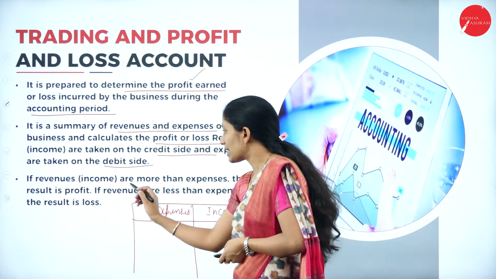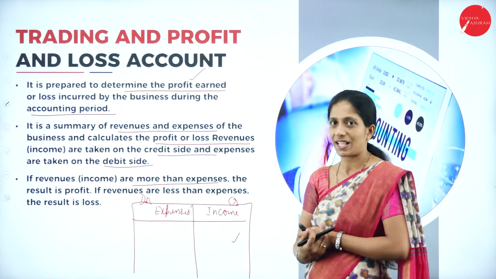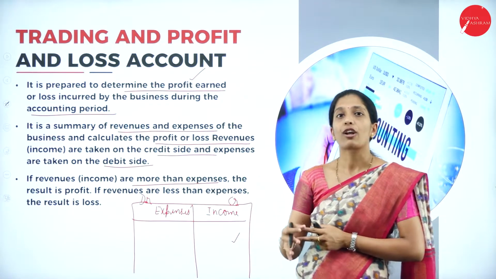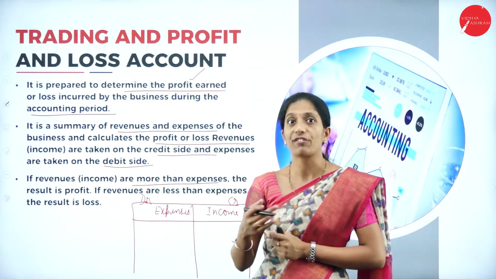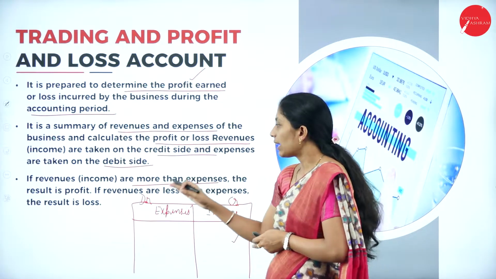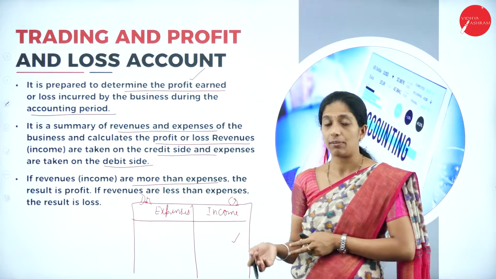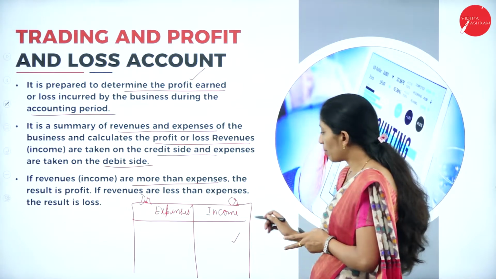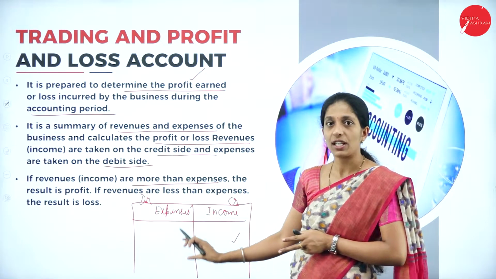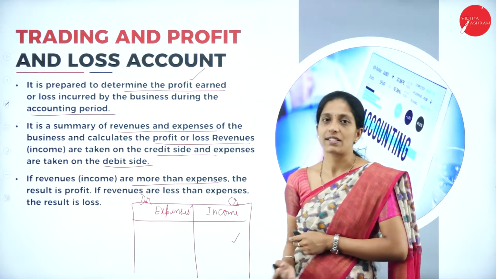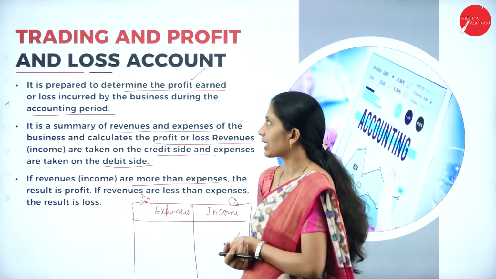If revenue, that is income, is more than expenses, then it is called gross profit or net profit in the profit and loss account. If the expenses are more than revenue or income, then it is a loss. So remember, if income or the credit side is more than the debit side, then it is profit. If the debit side is more than the credit side, then it is loss. So this is about the trading profit and loss account.